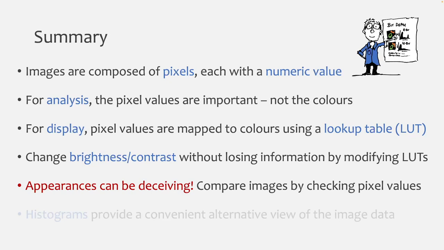Appearances can be deceiving though, and so you can have two images that look the same, but contain different information because they contain different pixel values. And to check if that's happened, one way to compare the images is by looking at corresponding measurements or by generating histograms, and this gives a convenient alternative view of the imaging data.